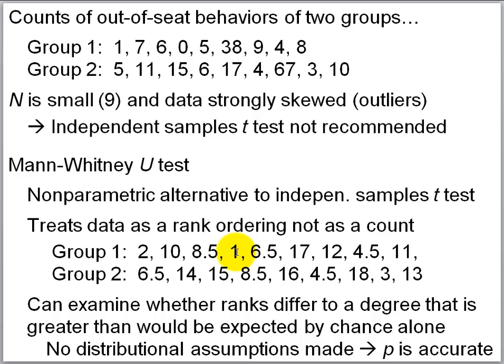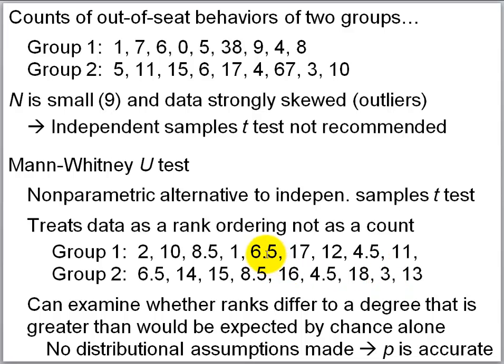Let's find the second lowest number of out-of-seat behaviors. And the second lowest number of out-of-seat behaviors is obtained also in group 1. It's the first case, so it gets the second rank ordering. Where is the third lowest number of out-of-seat behaviors? And that is this case over here. Since this is the third lowest ranked case among the cases, it's assigned a rank ordering of 3.